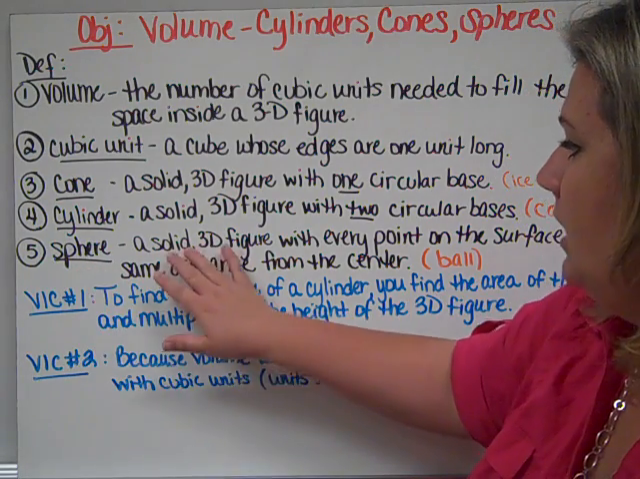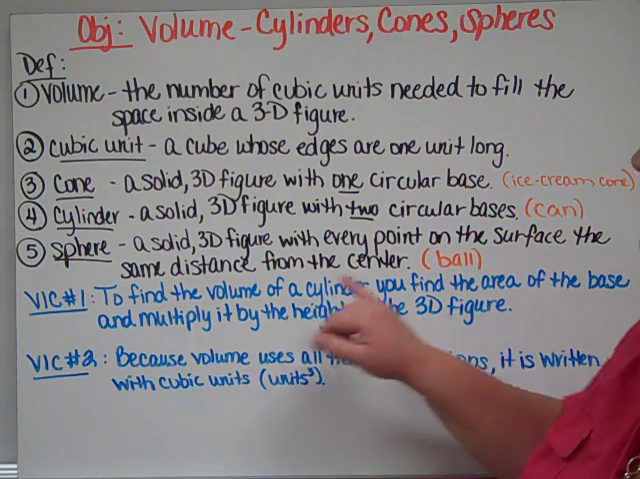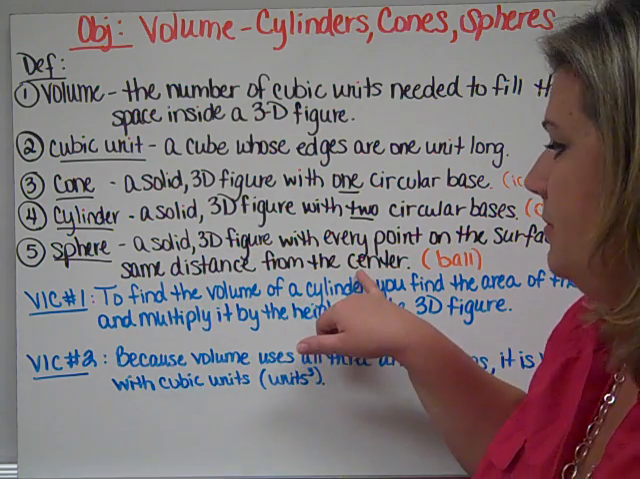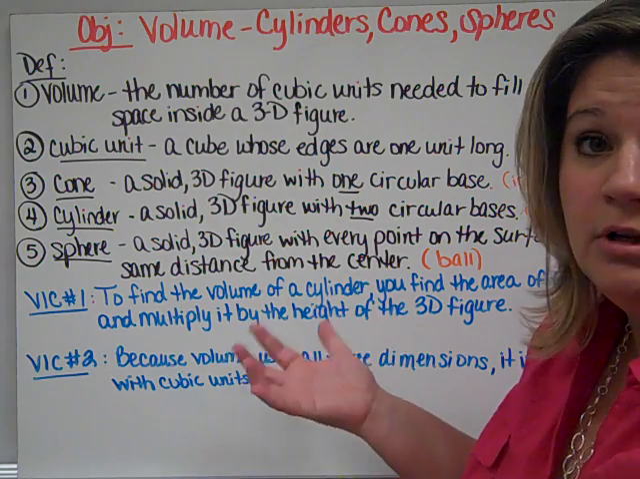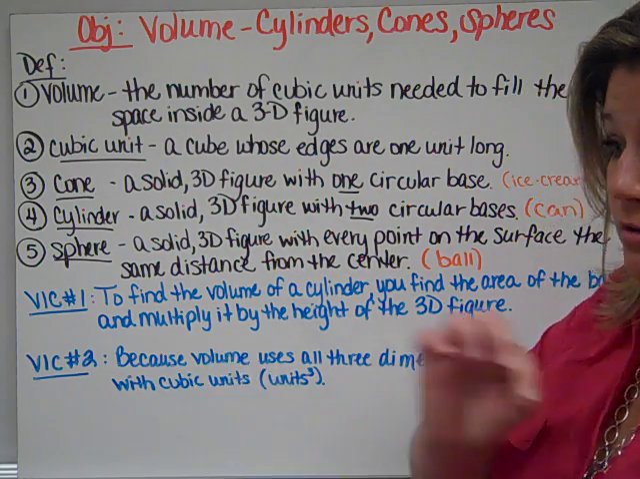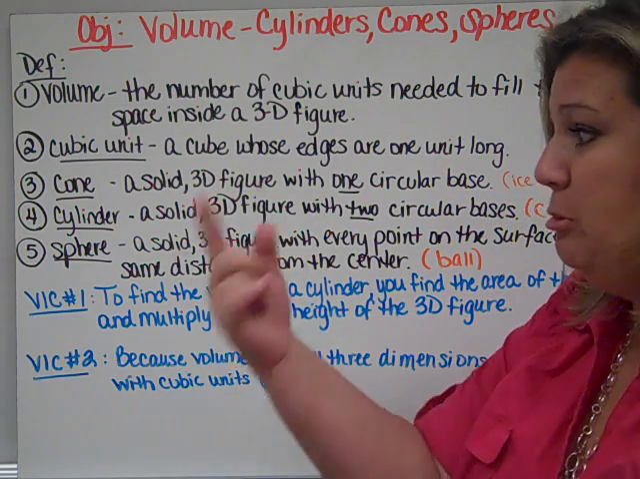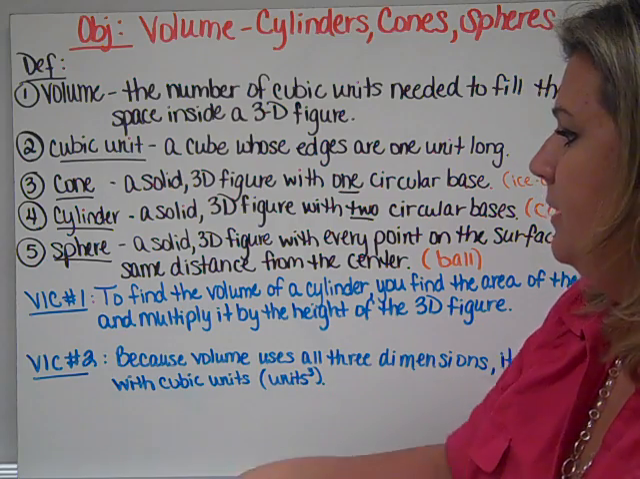Sphere: it's a solid, a 3D figure with every point on the surface the same distance from the center. Think of a ball. So from the center of that sphere, the radius is going to be the same distance to every point that's on the outside of that sphere.